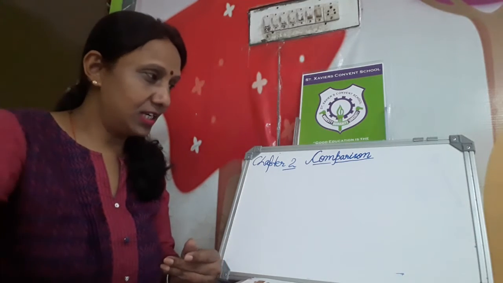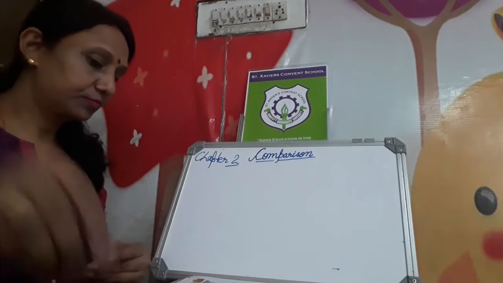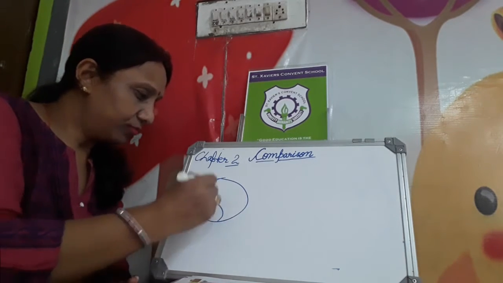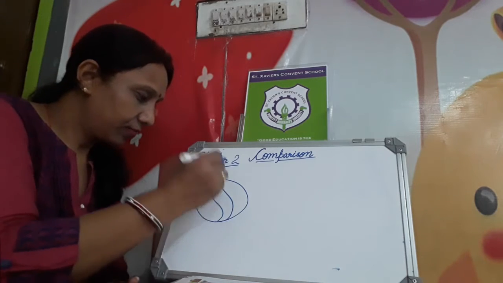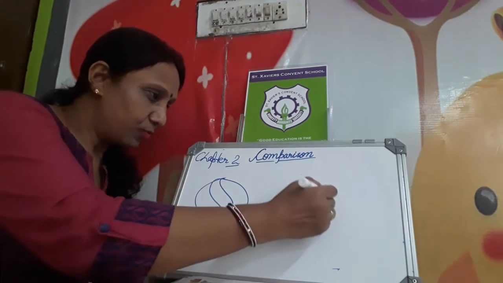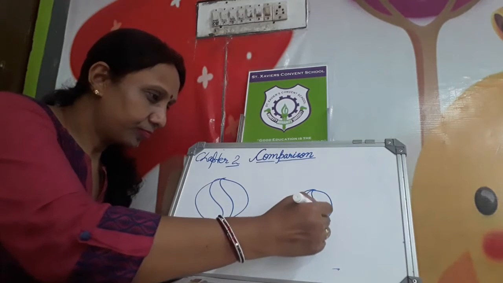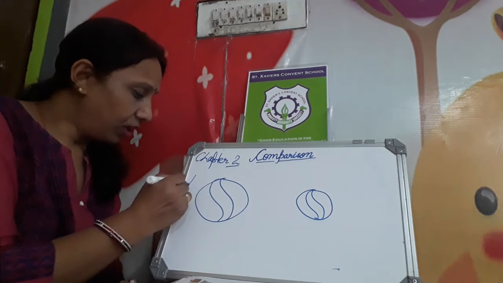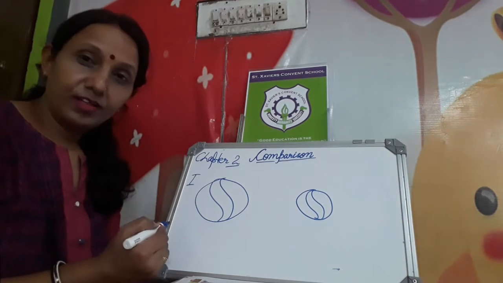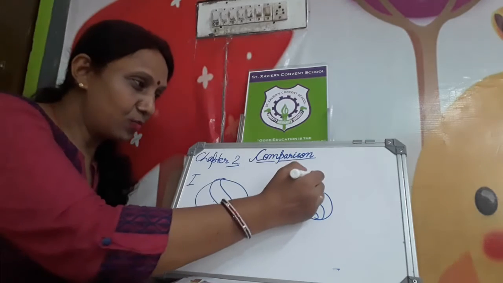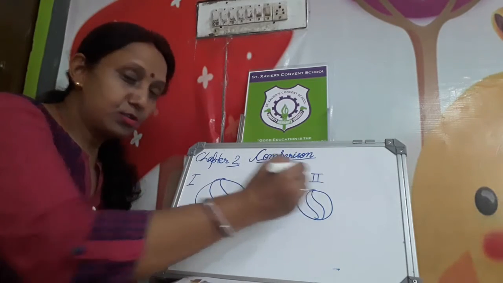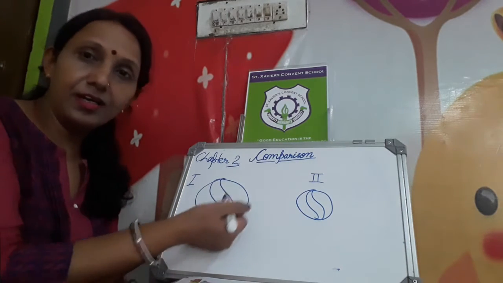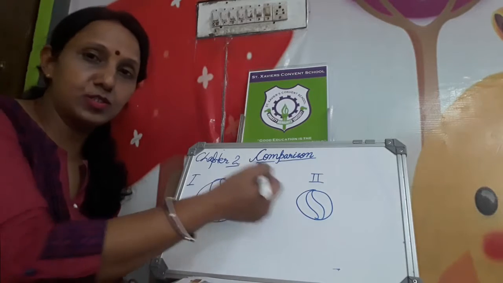Here you can see on the board the size of this ball and the size of this ball. Which one is the bigger one? This first ball is the bigger one, and which one is the smaller one? Ball 2 is the smaller one. When we compare two things, one becomes the bigger and the other the smaller. We cannot say big and small.